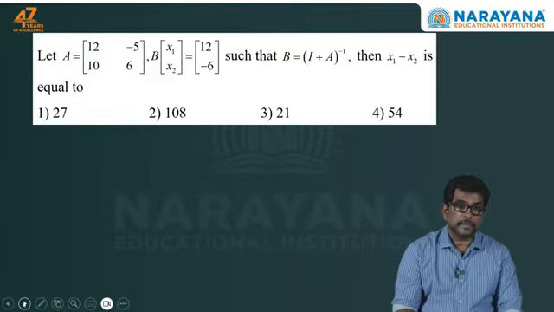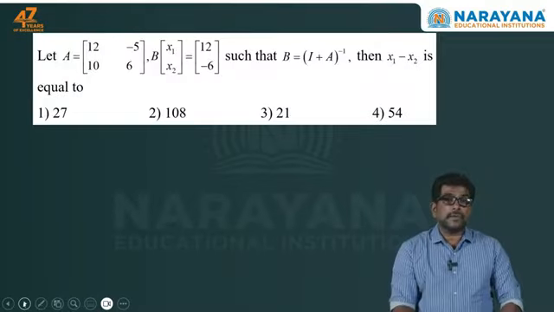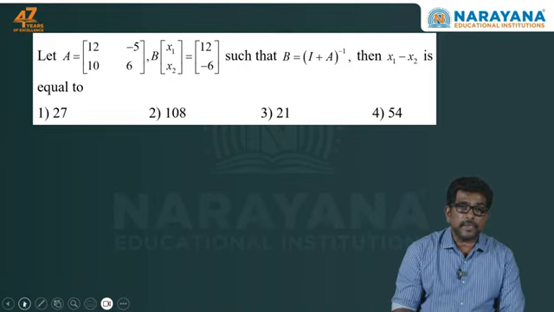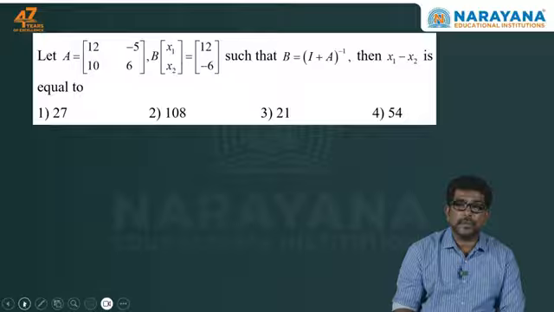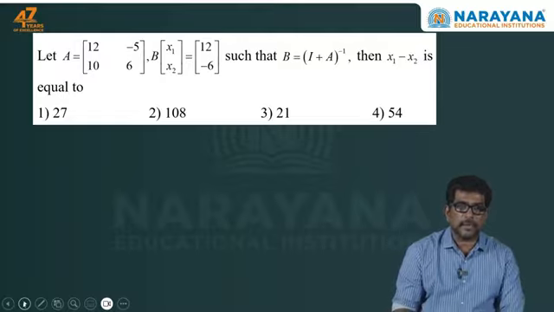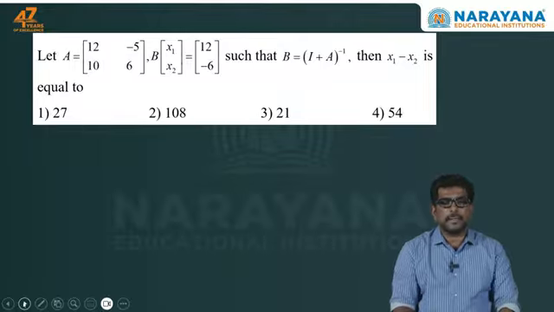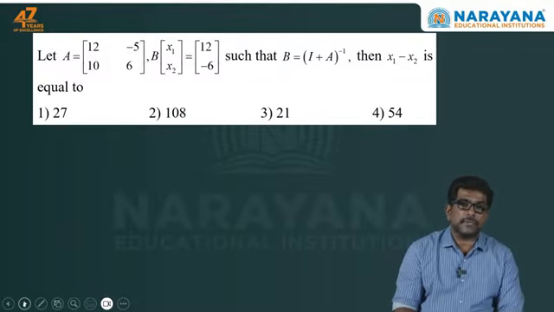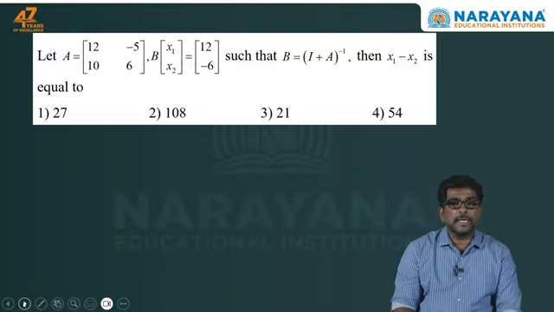Next one. Let A be the matrix 12, minus 5, 10, 6, and B into x1, x2 is equal to 12, minus 6, such that B is equal to (I plus A) whole inverse. Then x1 minus x2 is what they are asking. The problem is related to matrices. It is very clear, and they asked a second order matrix equation, and it involves the inverse matrix also.